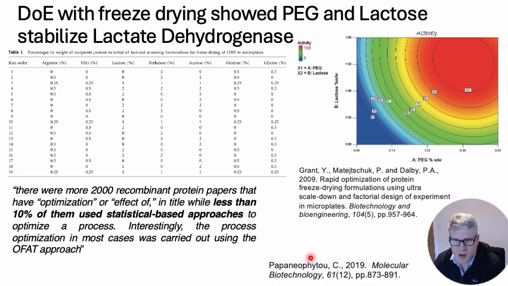But the interesting quote from this recent review is that out of all of these proteins that have optimization in their title, less than 10% are using these statistical approaches, and most are using this one factor at a time approach. So there must be a reason why there's such a barrier to using it, and that's what inspired us to come up with Spreadsheet DoE.